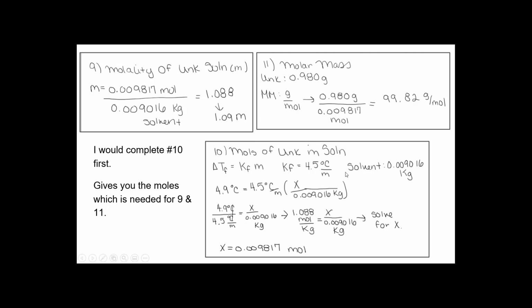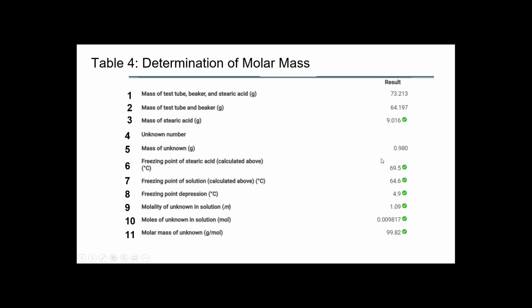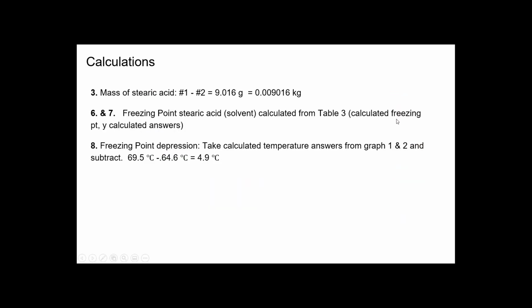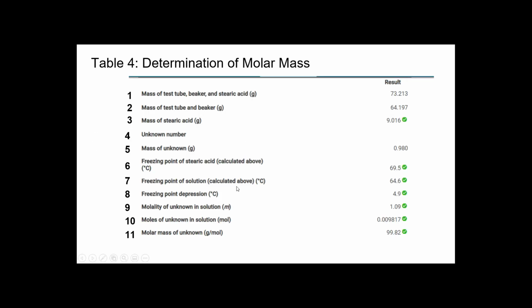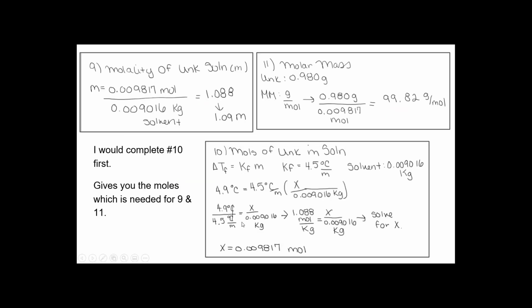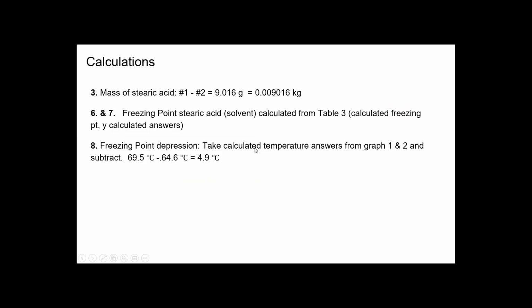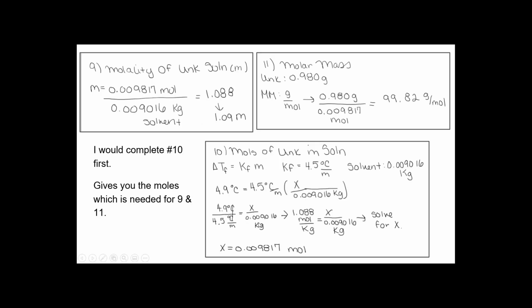So I have my KF. This is why you need the KF. My kilograms of solvent are my stearic acid here, changed to kilograms. And then my temperature difference is the difference of my calculated x and y from two graphs. Sorry, this is y's. My two graphs, you can get the temperature difference, and that is why you need it. And it's all explained here if none of this makes sense. And then you can see I solve for x. And then once I get my moles, I plug them in so I can get my molality. And then once I get my moles, I can plug it in because I'm given my mass of unknown, and I can get my molar mass of my unknown compound. So that's how you enter all of these.